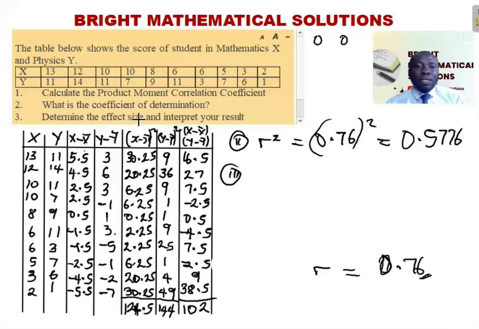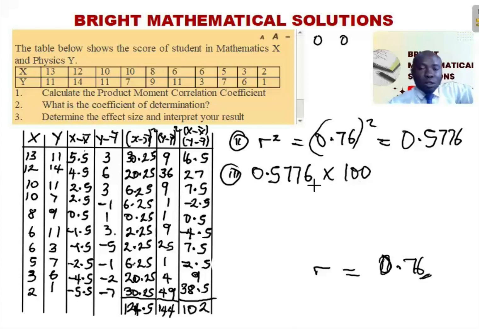Now the third question says determine the effect size, and interpret your result. To determine the effect size, we are going to use the coefficient of determination, and we are going to multiply it by 100%, because the effect size is in percentage. So to calculate the effect size, it now becomes 0.5776 multiplied by 100, so that becomes 57.76 percent.